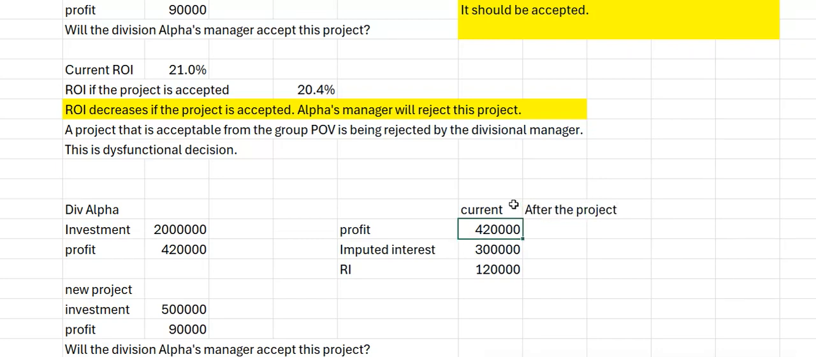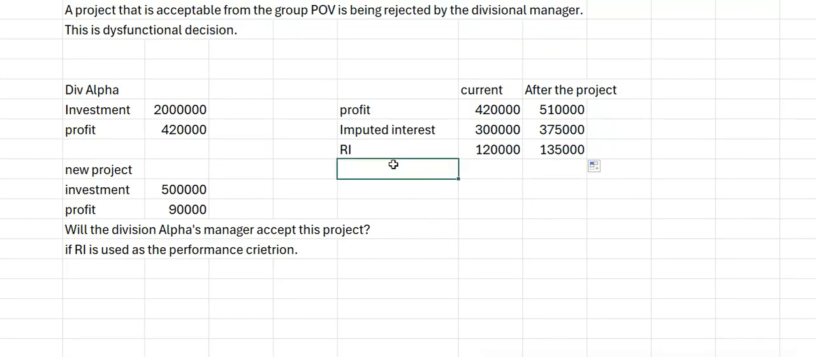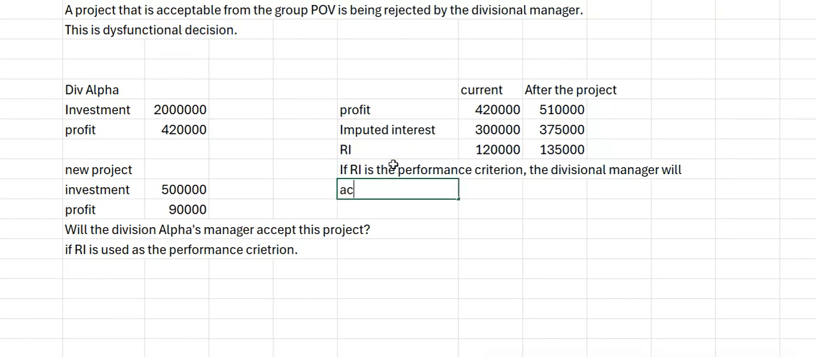After the project has been accepted, how much will be their profit? Now 420, project gives 90, 510. How much will be the imputed interest? That means the required return on the investment. Altogether, this much is the investment. On this investment, they want 15% return. Now, how much is the residual income? Same formula, drag it. Can you see residual income increased? So, if residual income is used as the performance measure, if RI is the performance criterion, the divisional manager will accept the project.